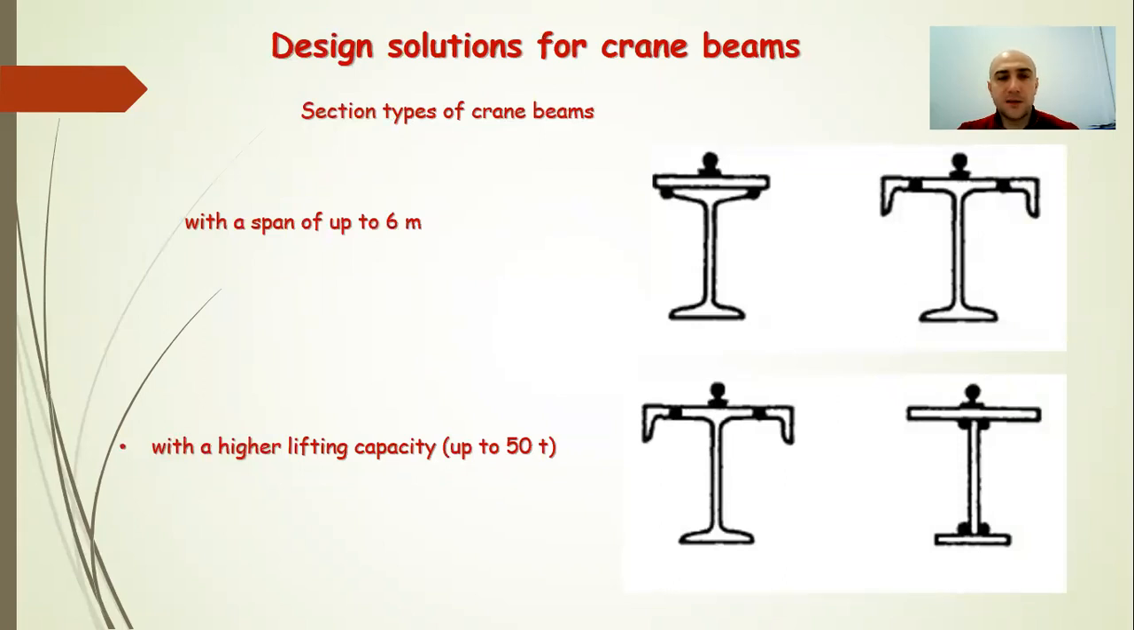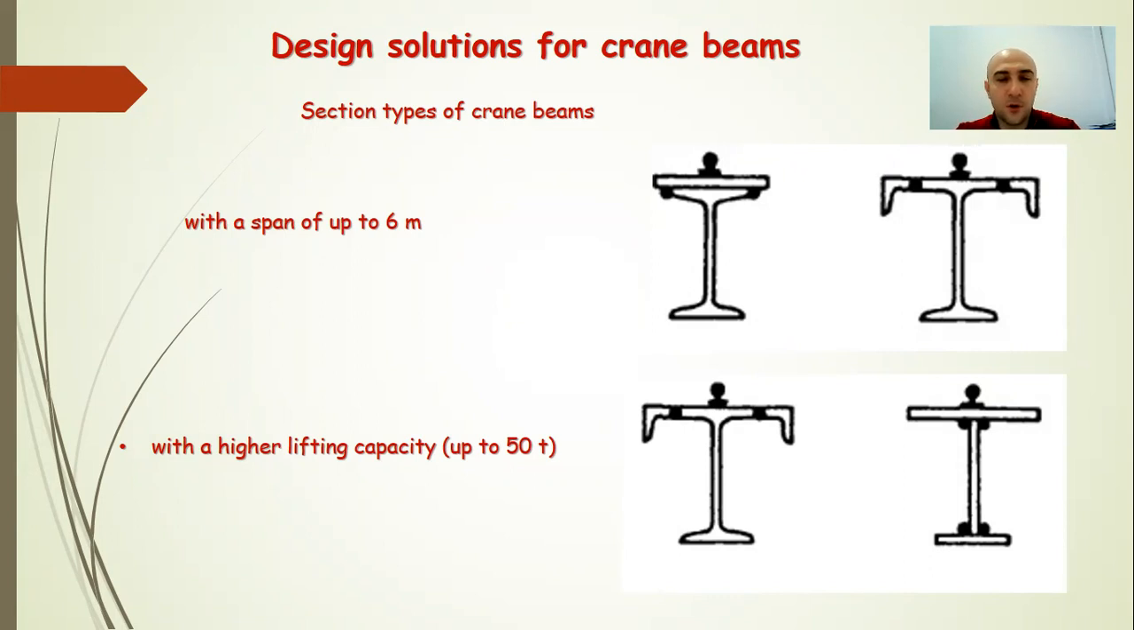So, design solutions of the crane beams. We can divide them into several various groups. The first is the crane beams with a span up to 6 meters and small crane lifting capacity, so up to 10 tons. For such beams, rolled I-beams can be used.